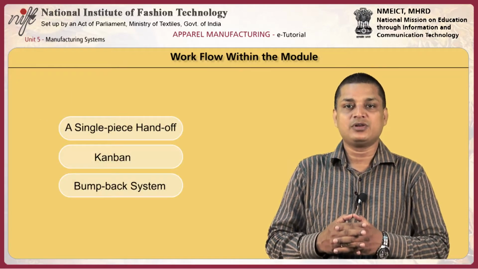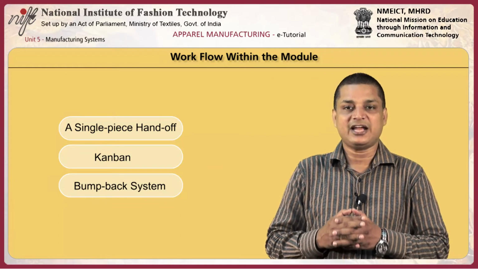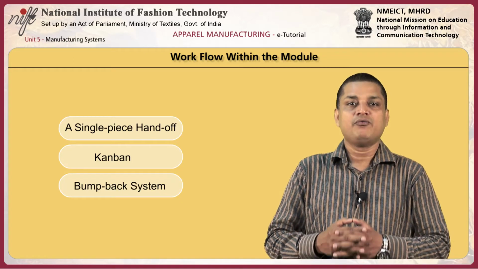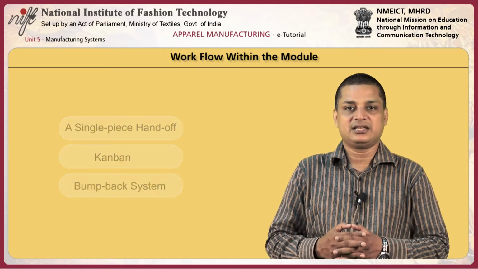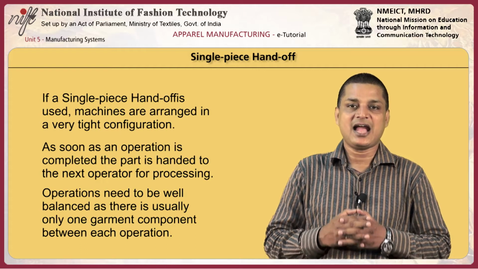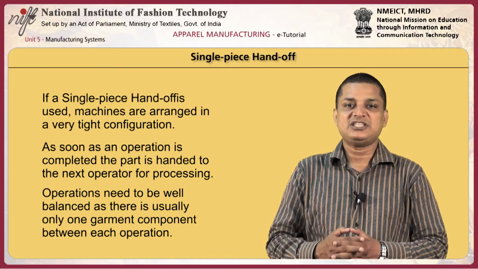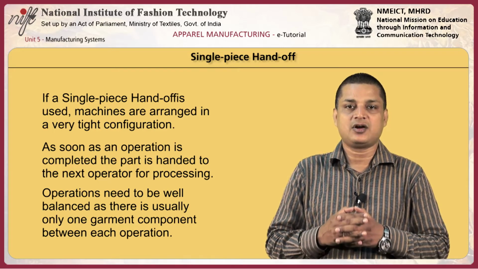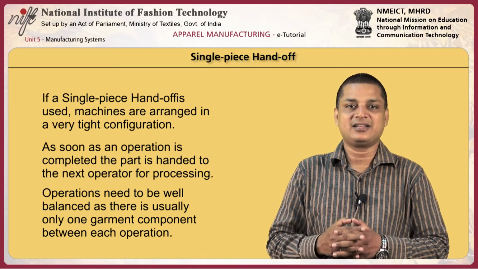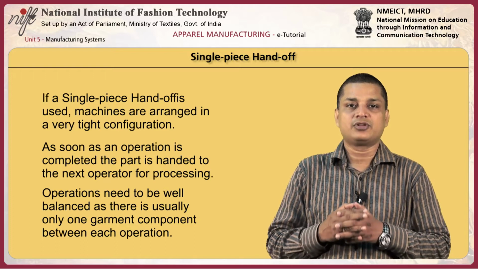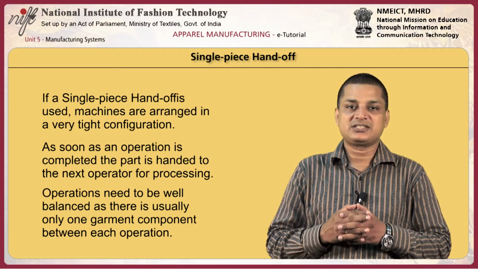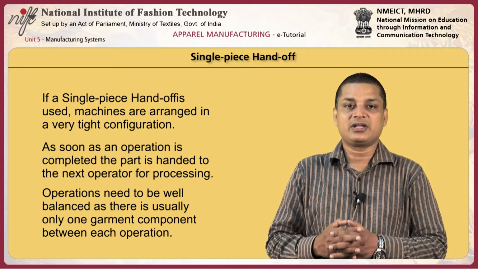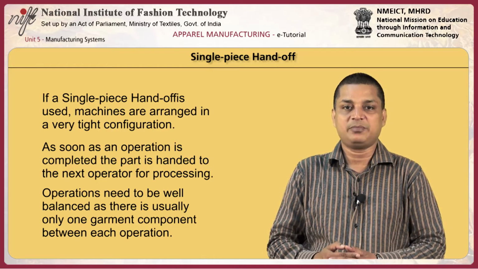Workflow within a module may be with a single piece handoff, Kanban or bump back system. We will look at each of these in detail. If a single piece handoff is used, machines are arranged in a very tight configuration. As soon as the operation is completed, the part is handed to the next operator for processing. Operations need to be well balanced as there is usually only one garment component between each operation.